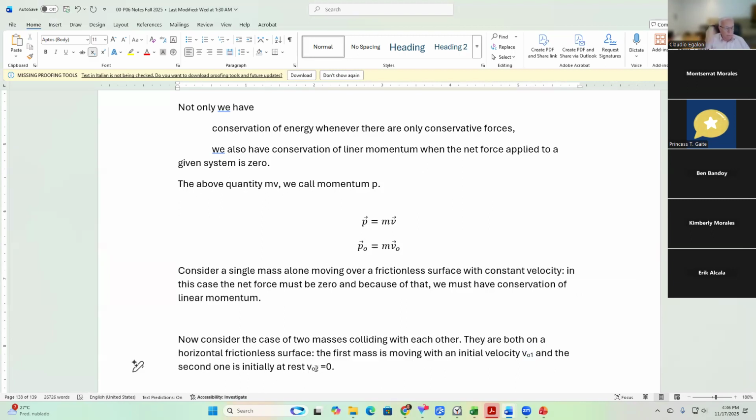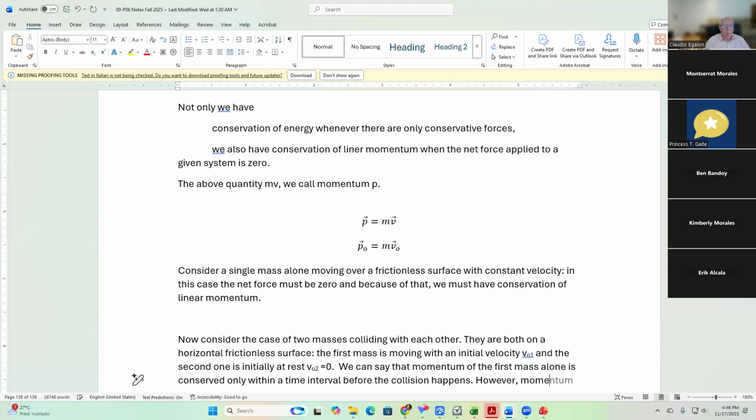V02 is equal to 0. We can say that momentum of the first mass alone is conserved only within a time interval before the collision happens.